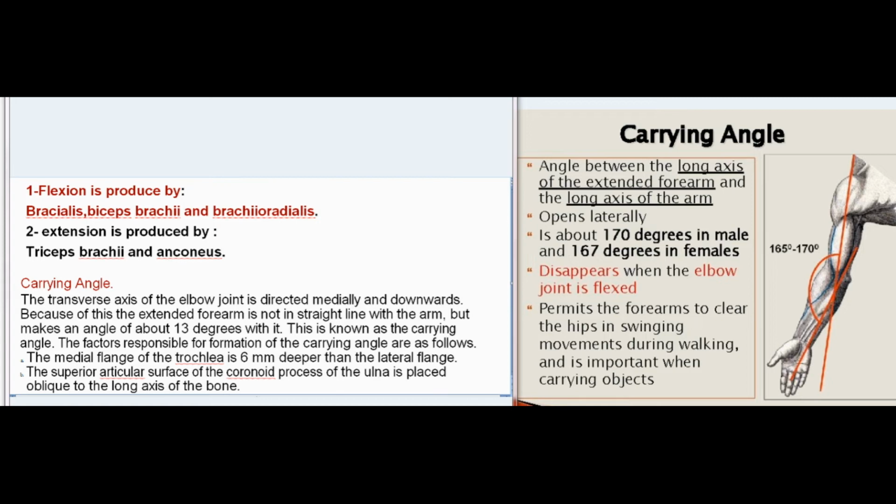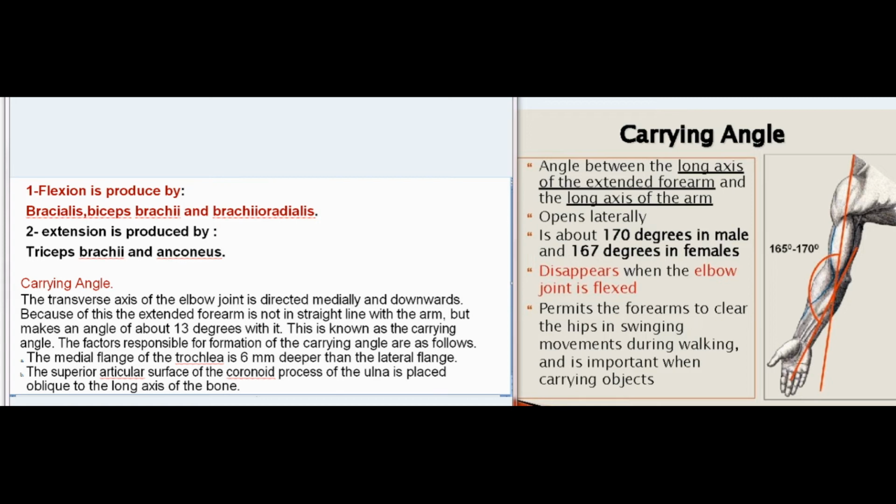Carrying angle. The transverse axis of the elbow joint is directed medially and downwards. Because of this, the extended forearm is not in a straight line with the arm, but makes an angle of about 13 degrees with it. This is known as the carrying angle. The factors responsible for formation of the carrying angle are as follows. The medial flange of the trochlea is 6 mm deeper than the lateral flange.